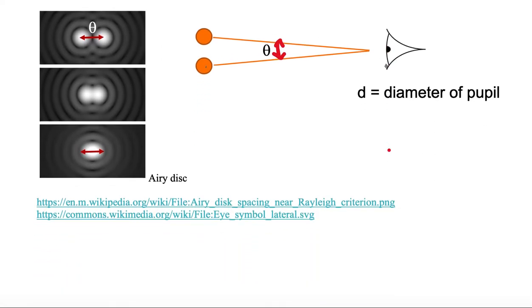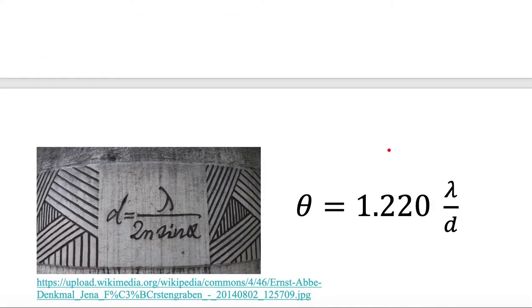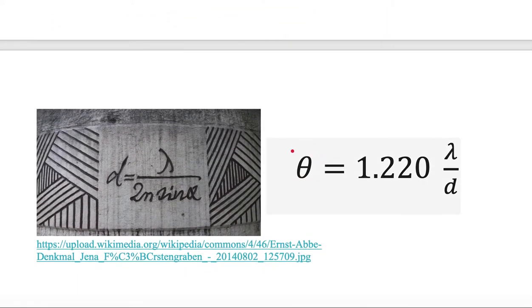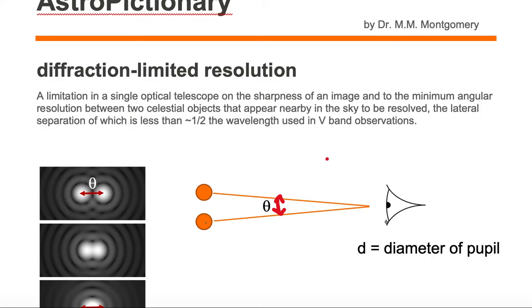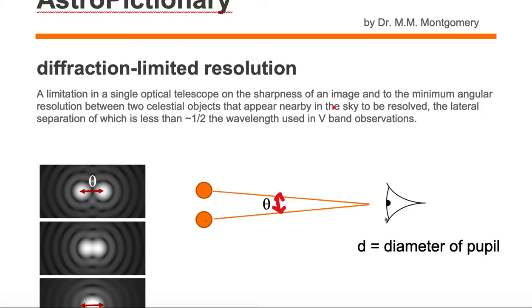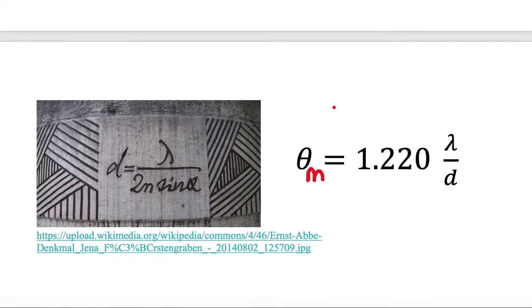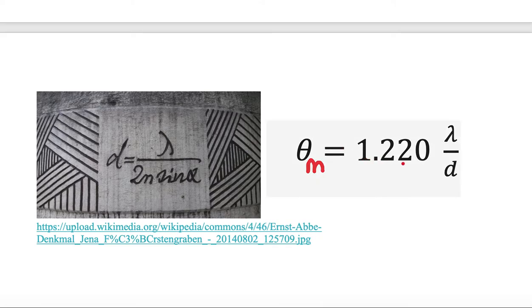So there is an equation that relates the minimum angle, theta, so I'll put M here for minimum, because we're looking at this diffraction limited resolution, so we want the minimum. And that is equal to 1.220, the wavelength you're observing in, divided by the diameter of the telescope, or if you're looking with your eye, the diameter of your pupil.